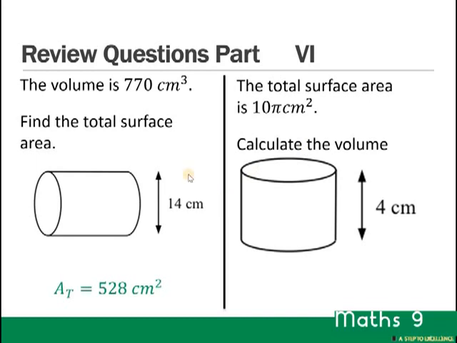Here are the answers. The total surface area of this is 528 centimetres squared. Work backwards to find the height h, and then use the formula to find the total surface area. For this one, the radius works out to be 1 centimetre, and then the volume is 12.57 centimetres cubed.